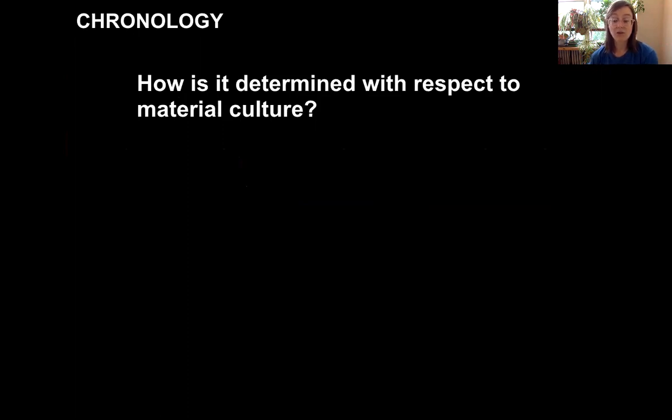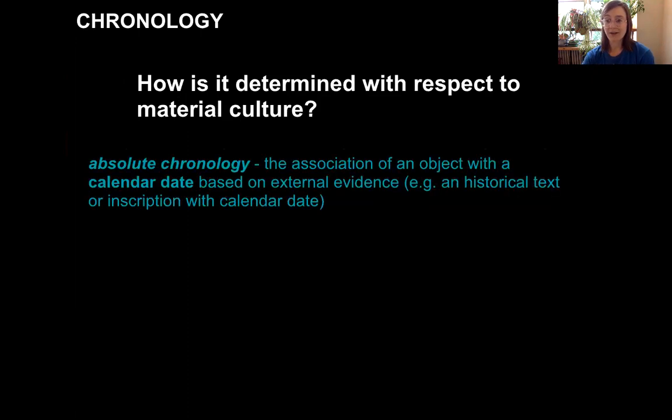So when it comes to material culture, this is where things get potentially really frustrating or interesting. It's very hard to determine chronology, and it takes a lot of people working together over time to build chronologies, such as the ones that we have now for the material that I'm talking about. So the thing that we would like to have as historians is something called absolute chronology. And this is the association of a particular object with a calendar date.